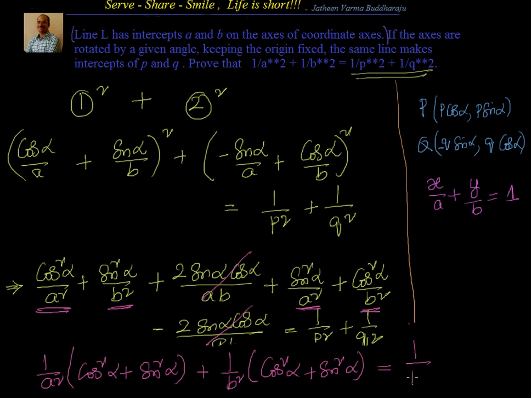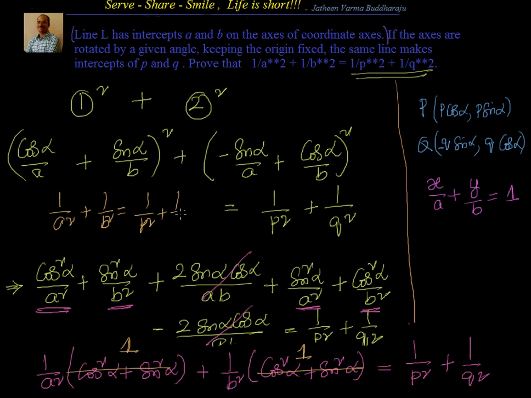Now we know that cos square alpha plus sin square alpha is 1. Similarly here also cos square alpha plus sin square alpha is 1. So this is nothing but equal to 1 by a square plus 1 by b square equal to 1 by p square plus 1 by q square. That is what we need to prove.